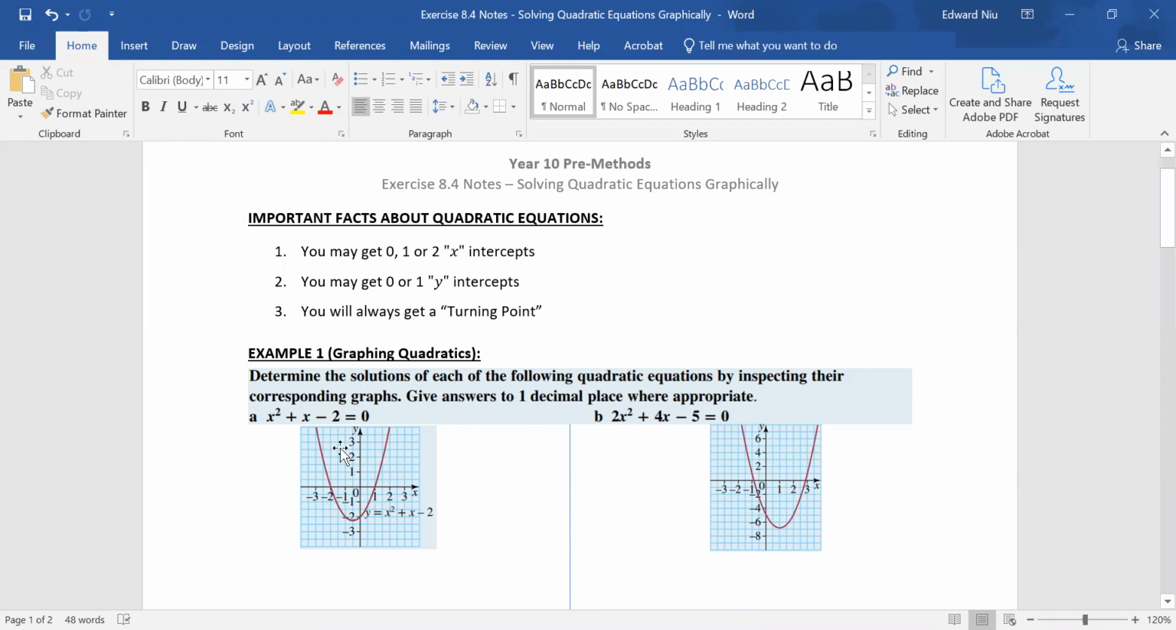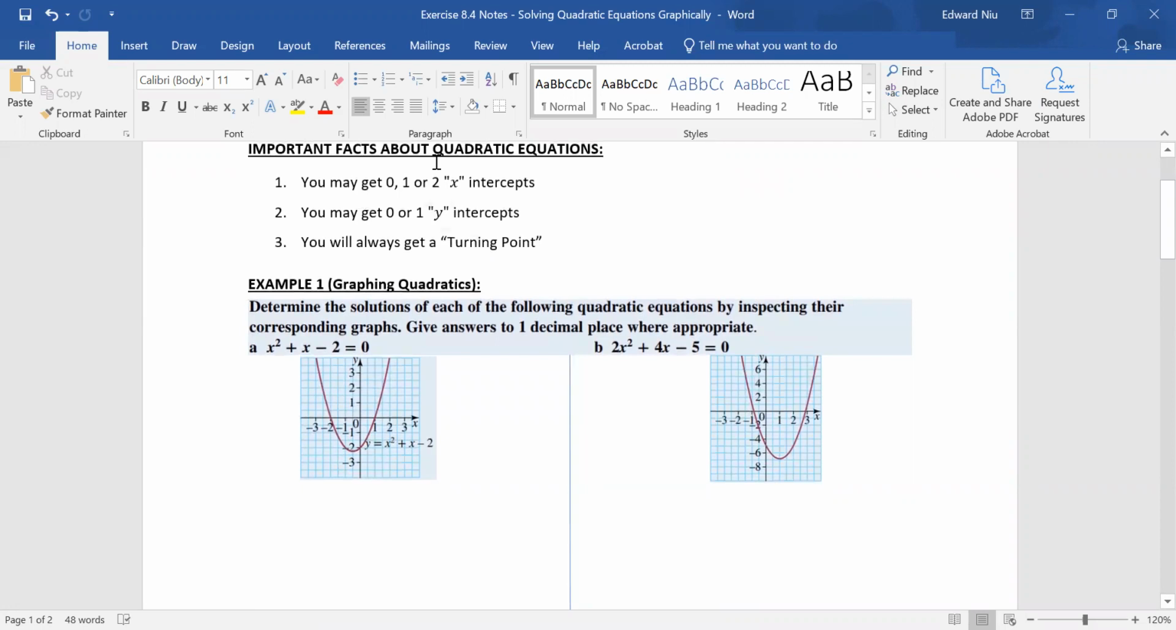Okay, the turning point meaning the point where the graph turns from a negative gradient into a positive gradient, or vice versa if it's upside down. Let's take a look at an example to see where these things feature on a graph.